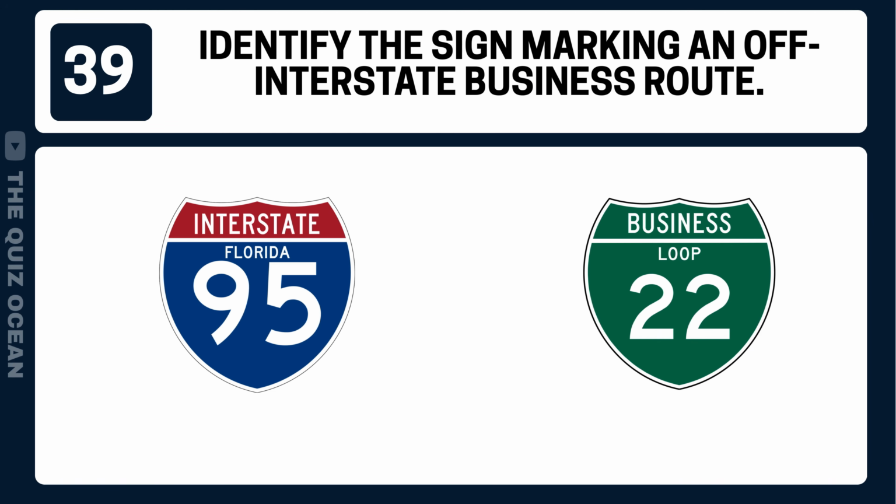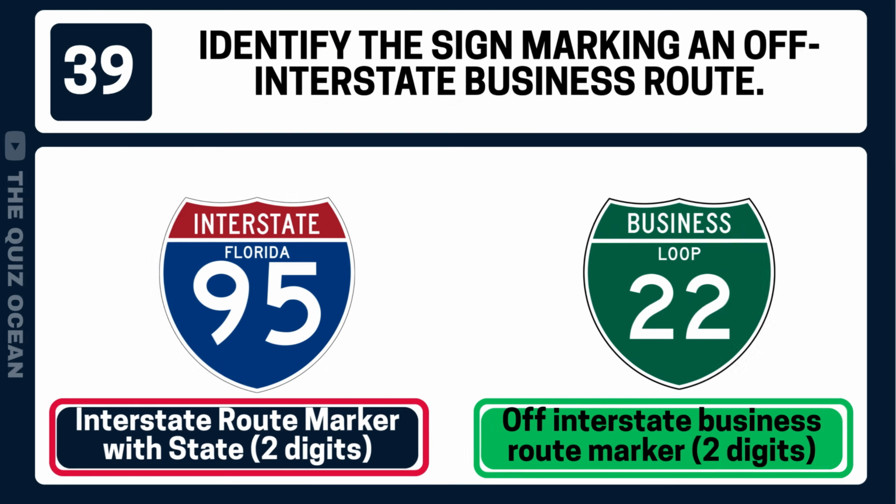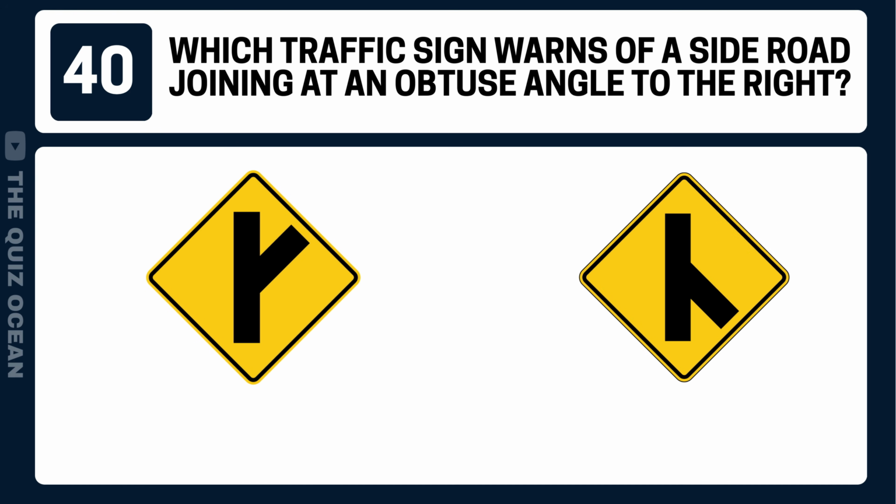Identify the sign marking an off-interstate business route. Which traffic sign warns of a side road joining at an obtuse angle to the right?